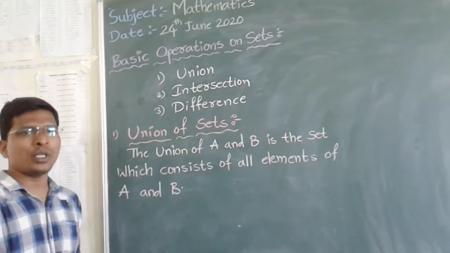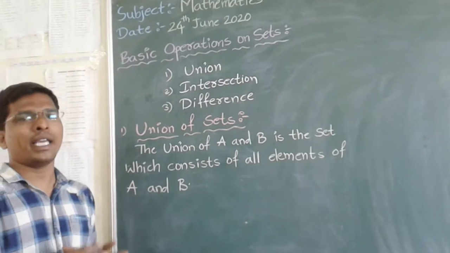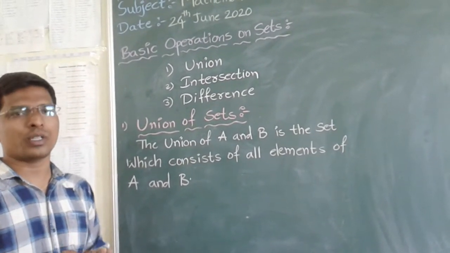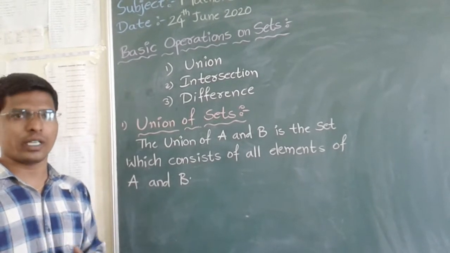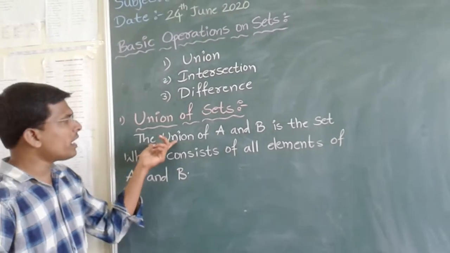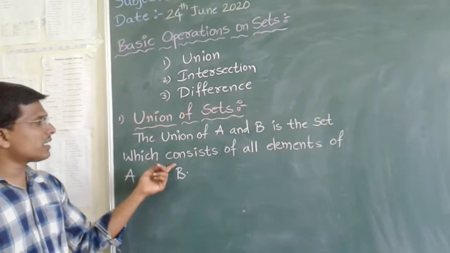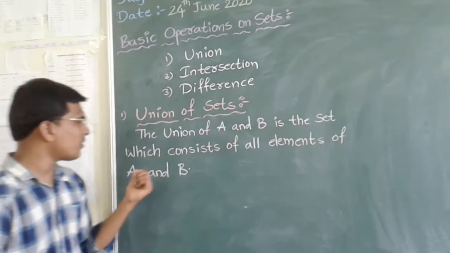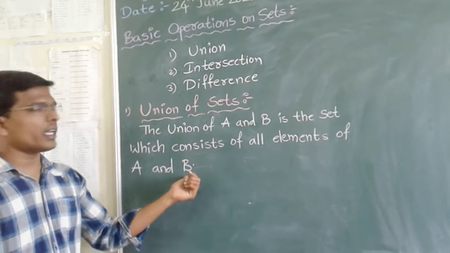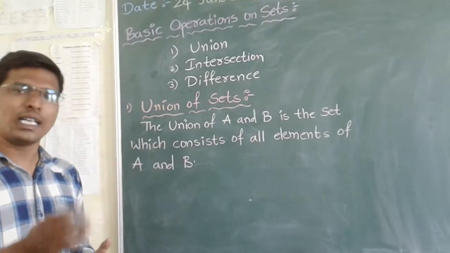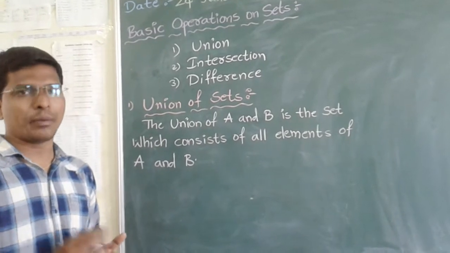So what is meant by union generally? Combining, making two sets together, or joining the two sets together. The union of A and B is a set which consists of all the elements of A and B. It is the combination of set A and also set B.